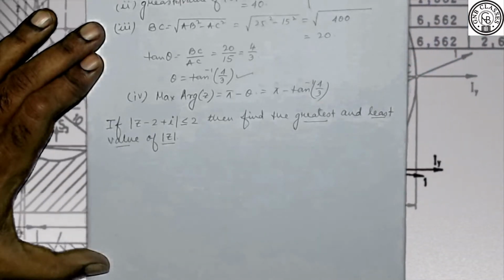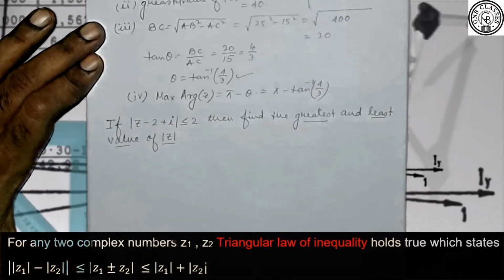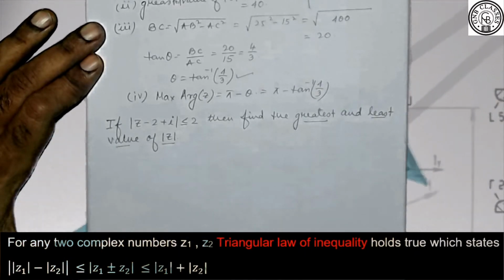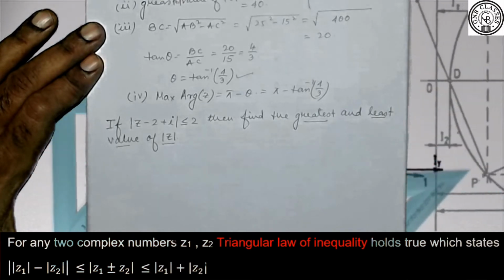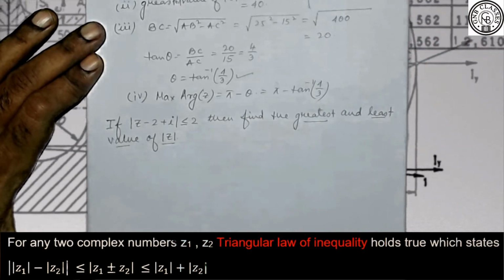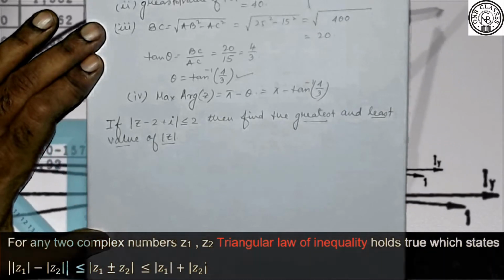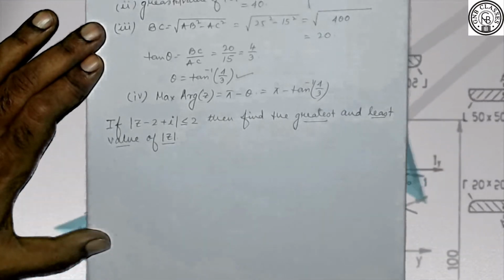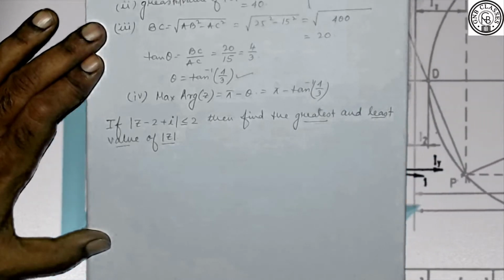This problem we will do by two methods. One is we will apply the triangular inequality law that I have already discussed in my first lecture. And then we will do it graphically. Okay? You will find which method is easier for you and you will apply the same method in the examination. But in my opinion, I always prefer the graphical method.